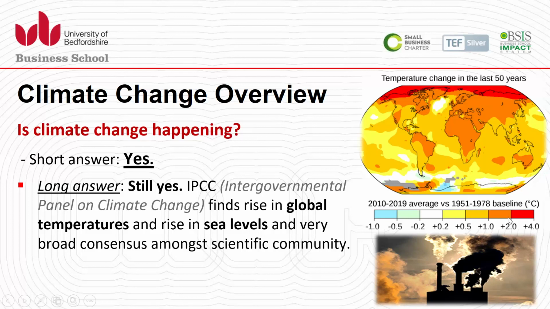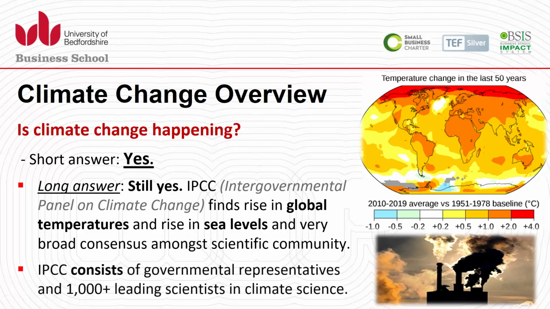And you can see this graphical illustration of how the climate is changing, and you can see the temperature increasing. So according to the IPCC, which consists of governmental representatives and, for example, 1,000 plus leading scientists within climate science, this shows how things are changing with the climate, and how it is damaging the land and the ecosystem, or the eco-friendly environment or atmosphere that is more friendly for human beings.